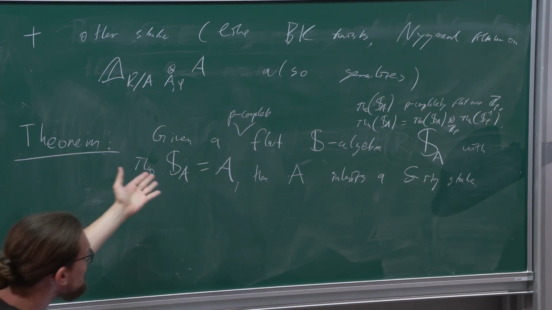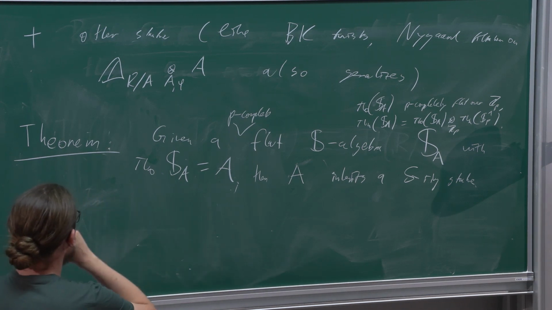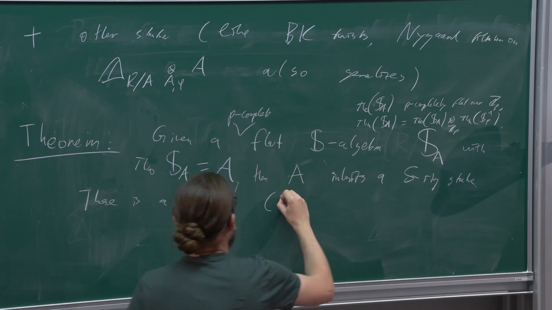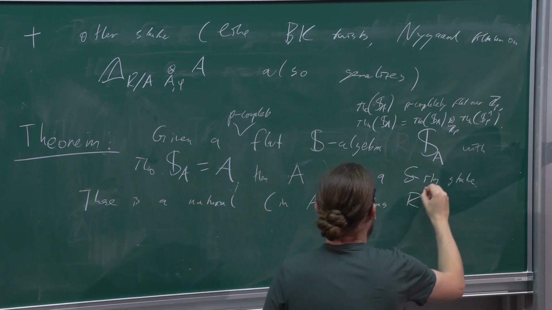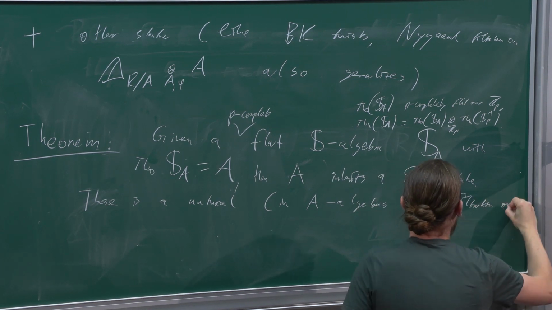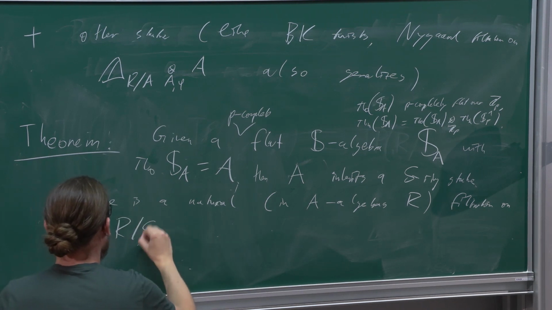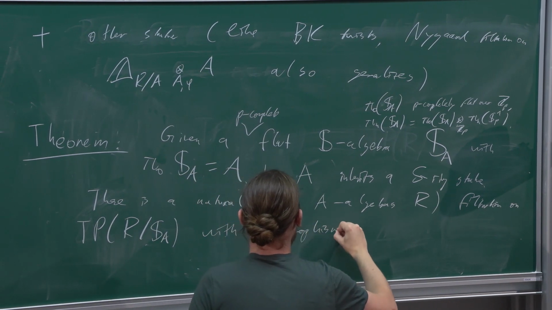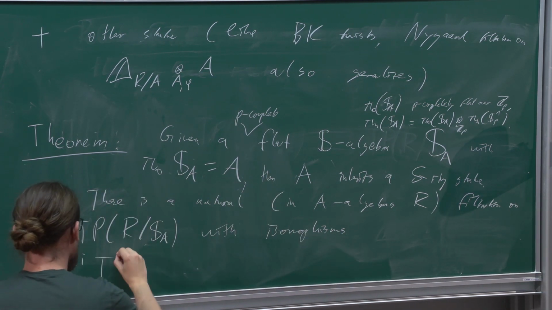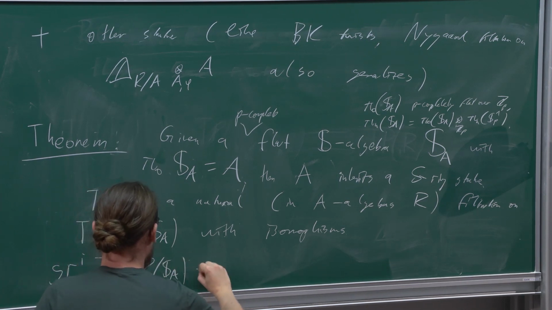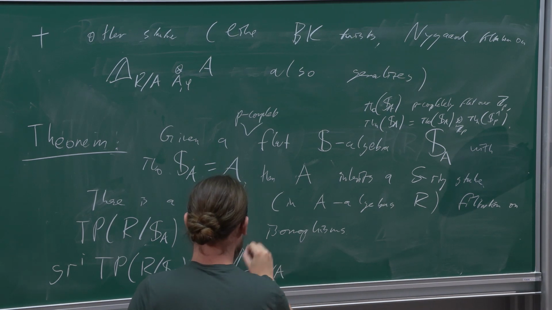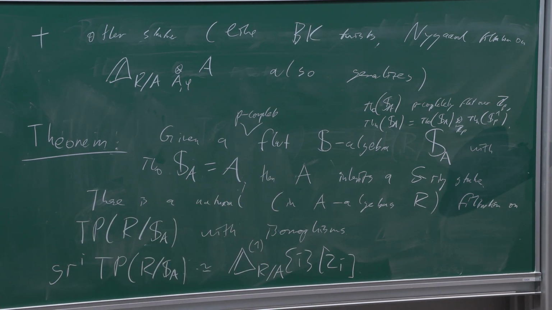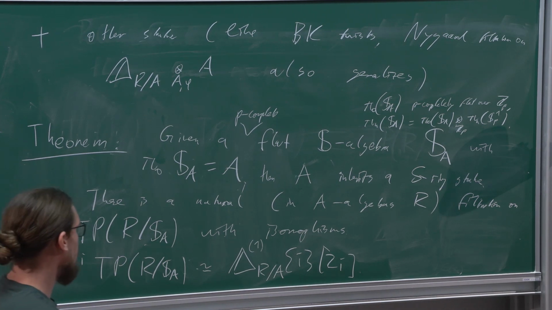So there is such a delta ring structure, and now what we construct is a natural filtration, in E-infinity algebras R, on TP R relative SA, with isomorphisms between the ith graded and this prismatic cohomology relative delta rings, Frobenius twisted and Breuil-Kisin twisted and shifted by 2i. And Nygaard completed.